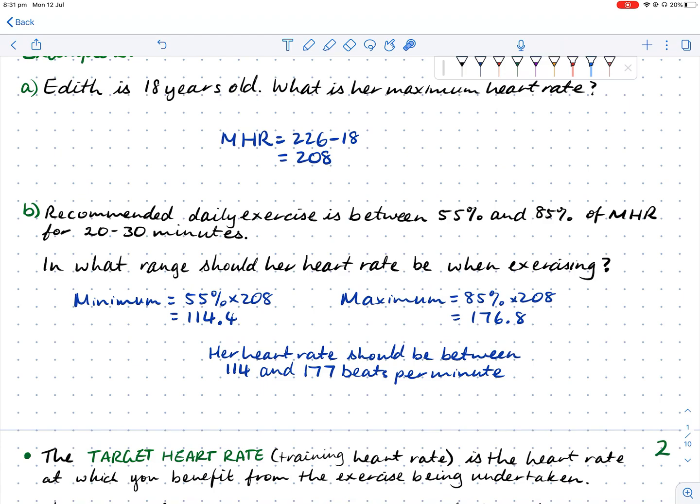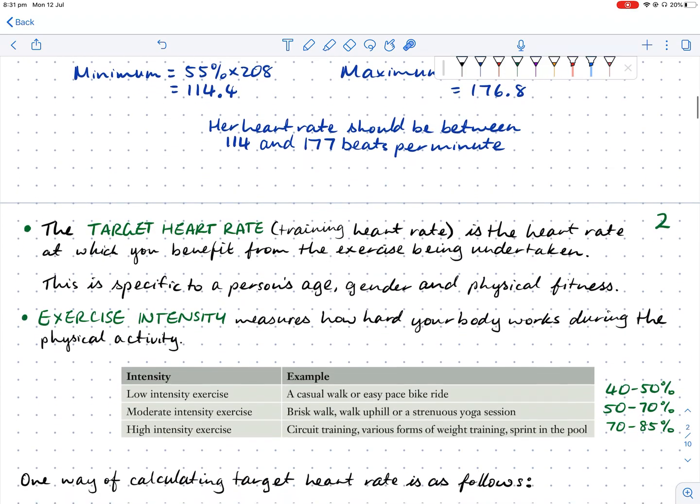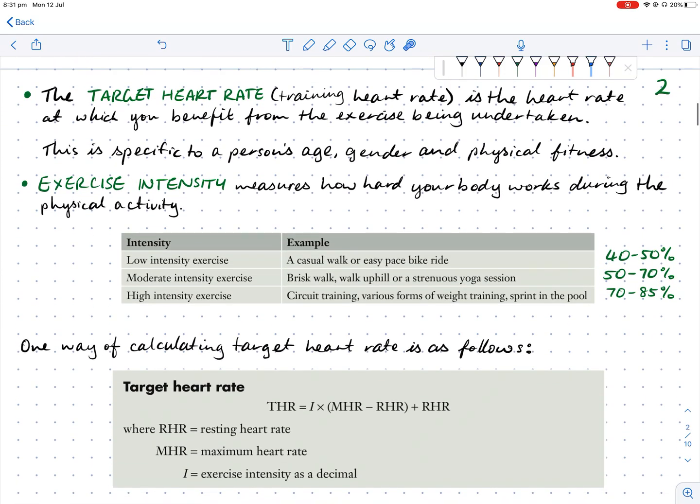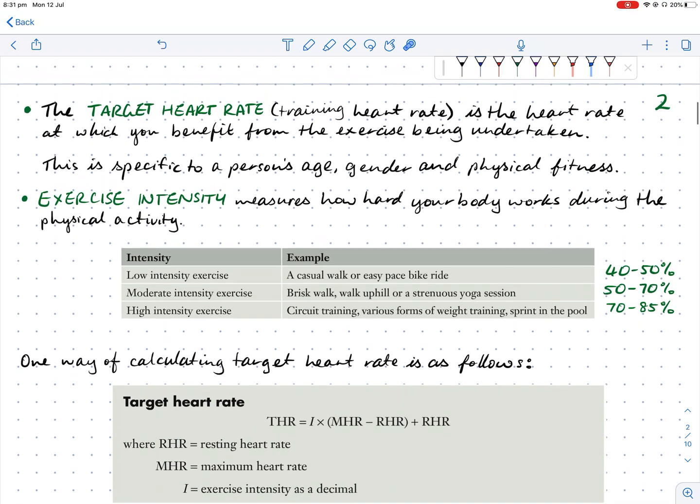Another way we can work out good exercise is looking at a target heart rate. And this is probably what a lot of exercise people, people who do sports sciences and help athletes to achieve their potential, use a fair bit. Probably a little bit more sophisticated than what we're going to do.